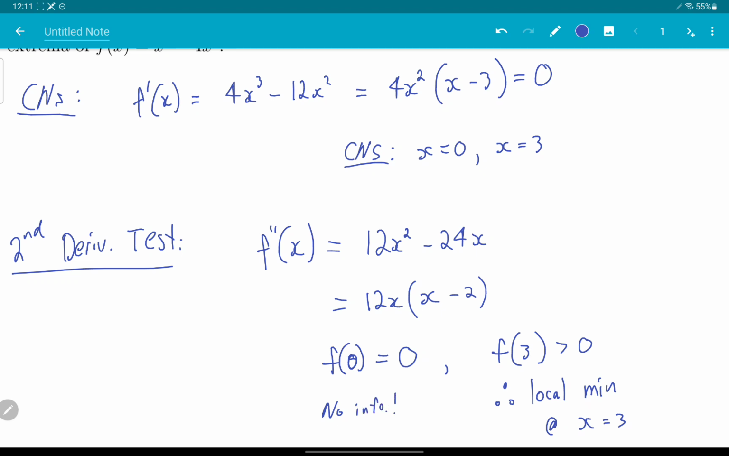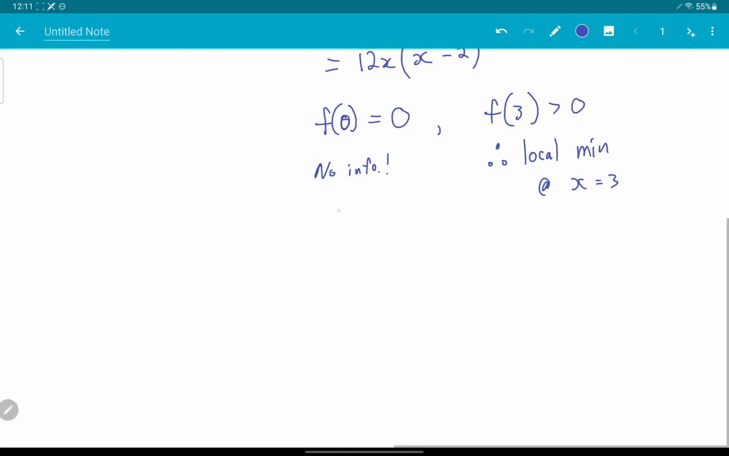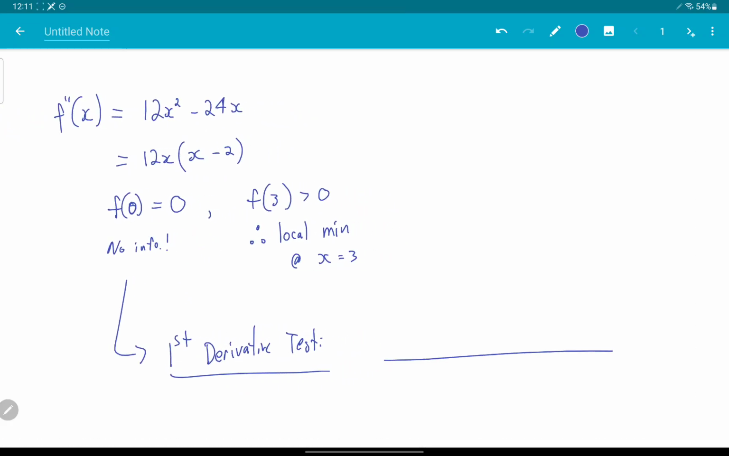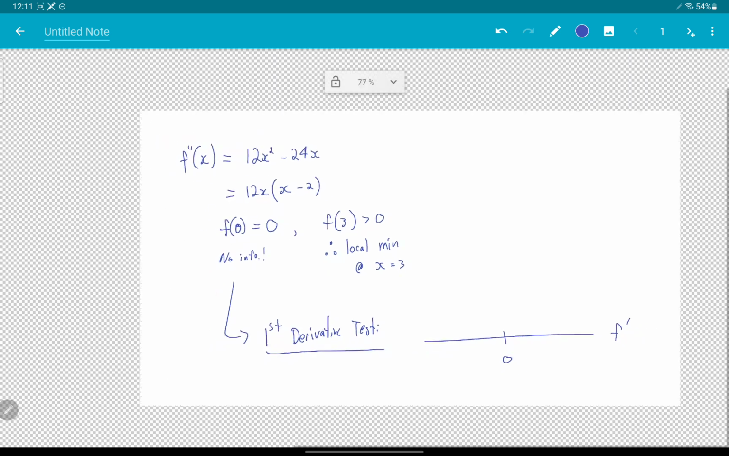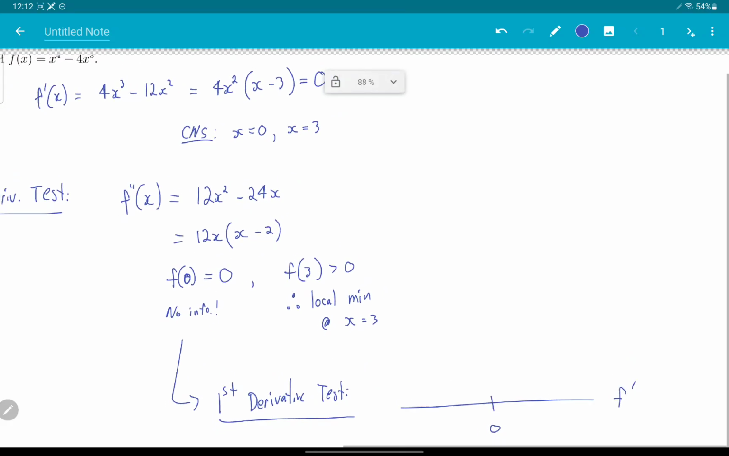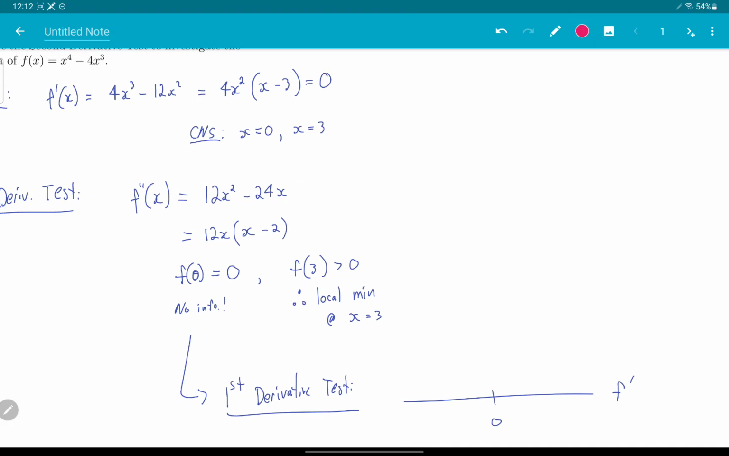No info. What can we do with this no info scenario? Well, we can go back to our first derivative test. We can use the first derivative test. So that's looking at this number line. What's happening? What is happening to f prime near 0? So my f prime in nice factored form is right here.